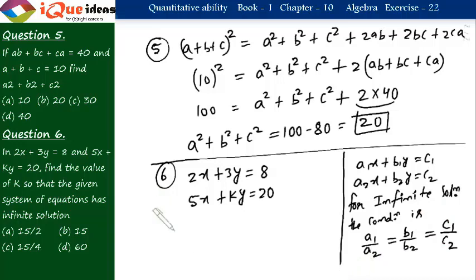Now let's apply the same thing here. a1, b1, c1, a2, b2, c2 are coefficients and constants.